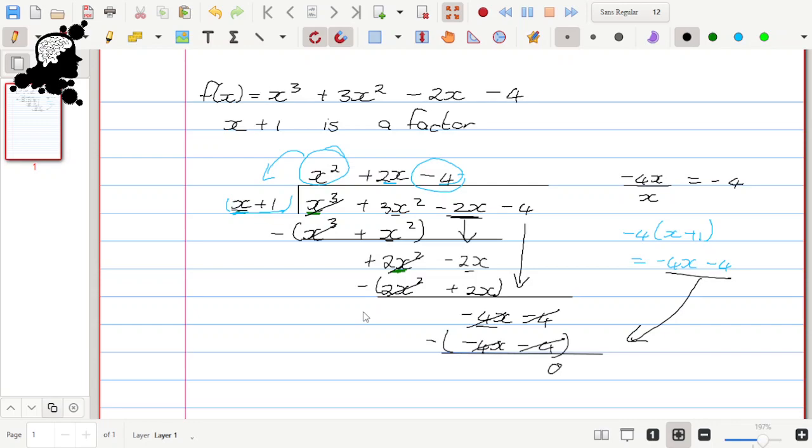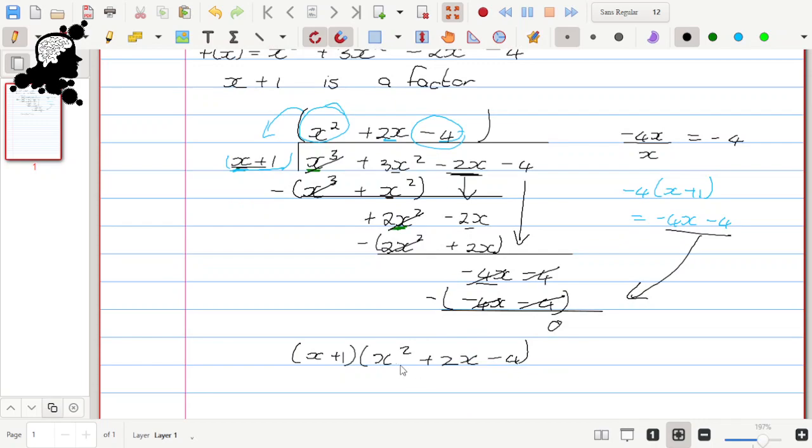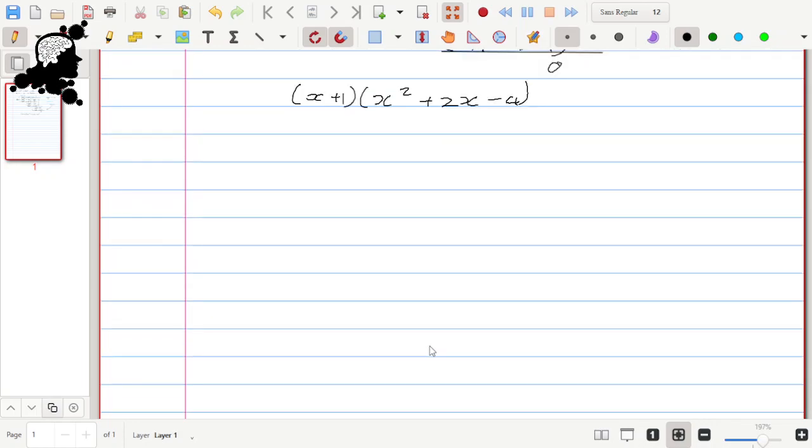Life is great. So what are the factors of our expression? Well, we take our first factor here, which is the x plus 1. Then we multiply it with whatever is on top of the division sign. So this is going to be x squared plus 2x minus 4. Now, looking at the quadratic factor that we found, we could see that this cannot be factorized. So therefore, you are done factorizing the expression. This is your final answer. I hope that it makes sense.